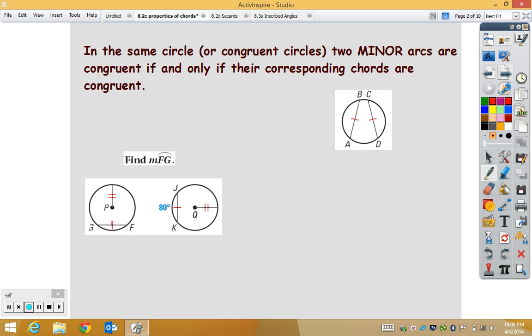In the same circle, or in congruent circles, two minor arcs, and remember a minor arc is less than 180 degrees, are congruent if and only if their corresponding chords are congruent. So if we want to find the measure of arc FG here down the bottom, we have to first make sure that we have congruent circles and we have congruent radii. So that means the circles are congruent and we have congruent corresponding chords. So the measure of arc FG equals 80 degrees.